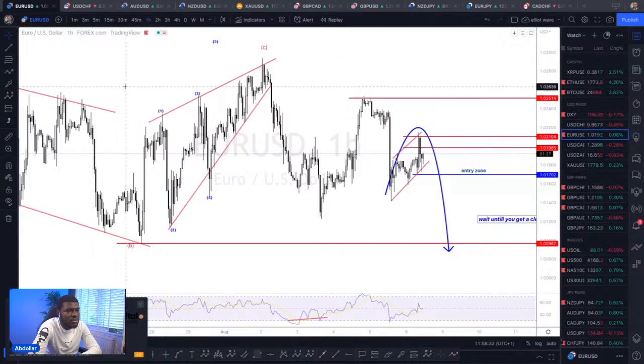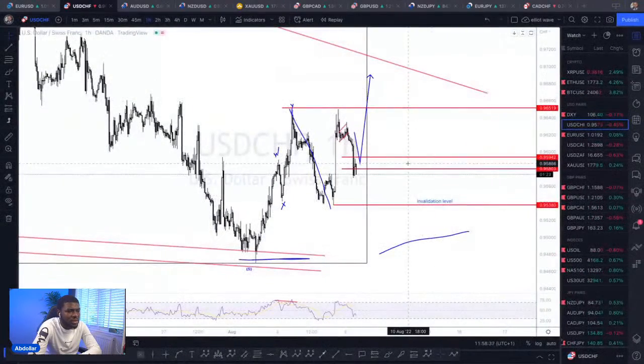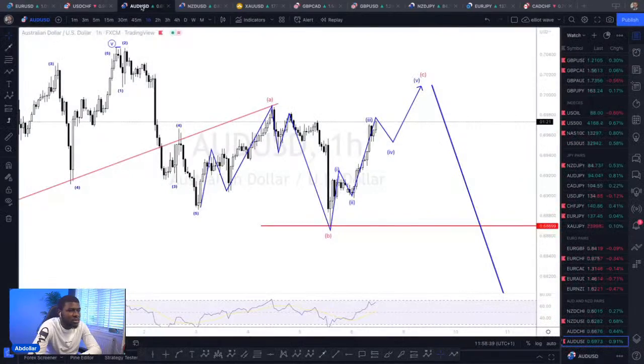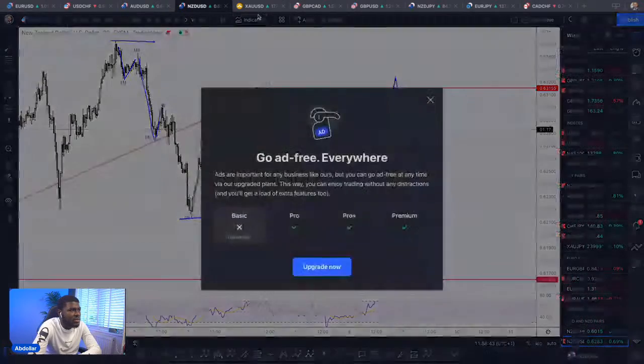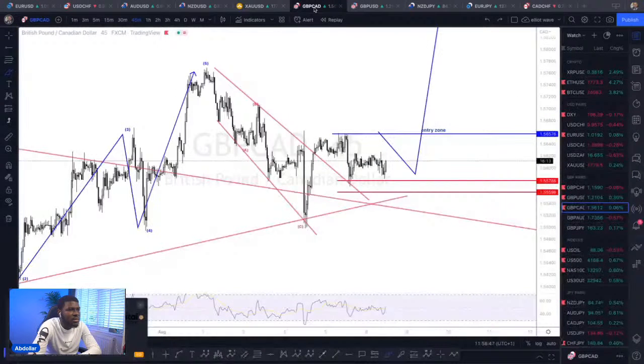Let me see what's happening for the other ones we've analyzed. USDCAD is trading that way. USDCHF is trading around the region. Australian USD still very much there. Australian USD also. Okay, they're all trading as analyzed.